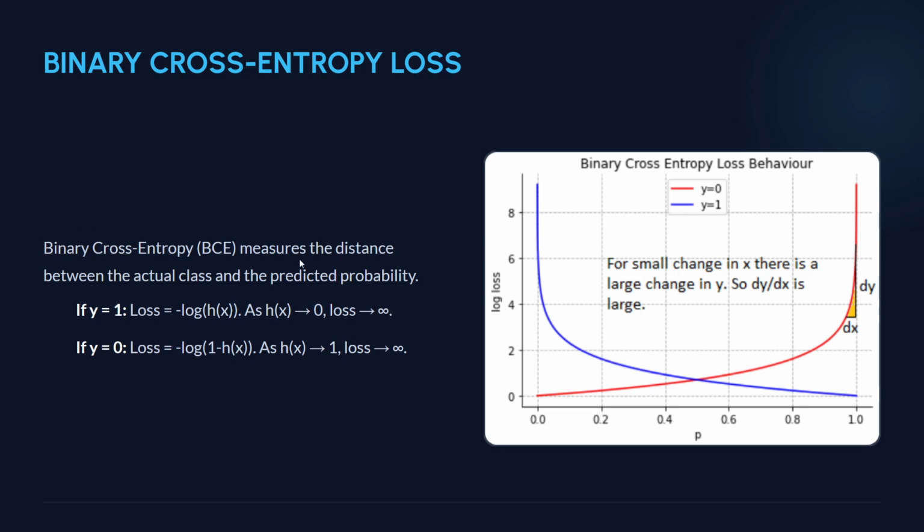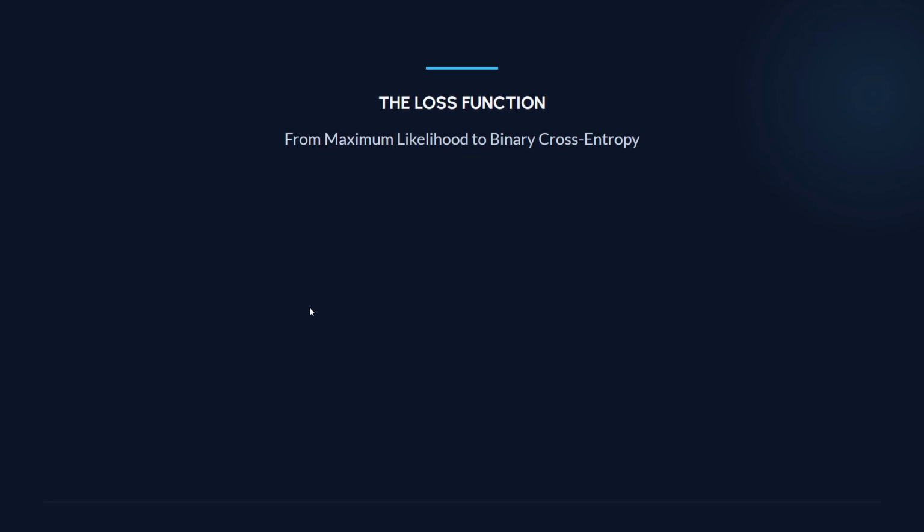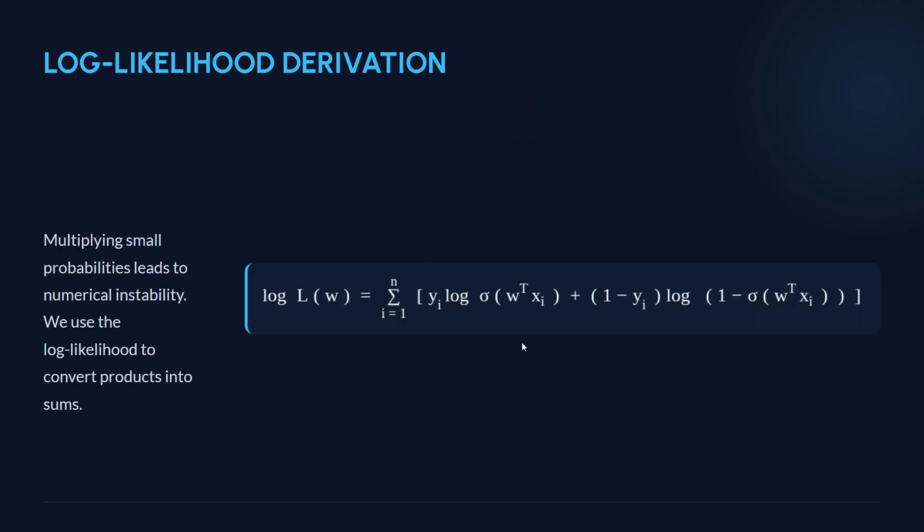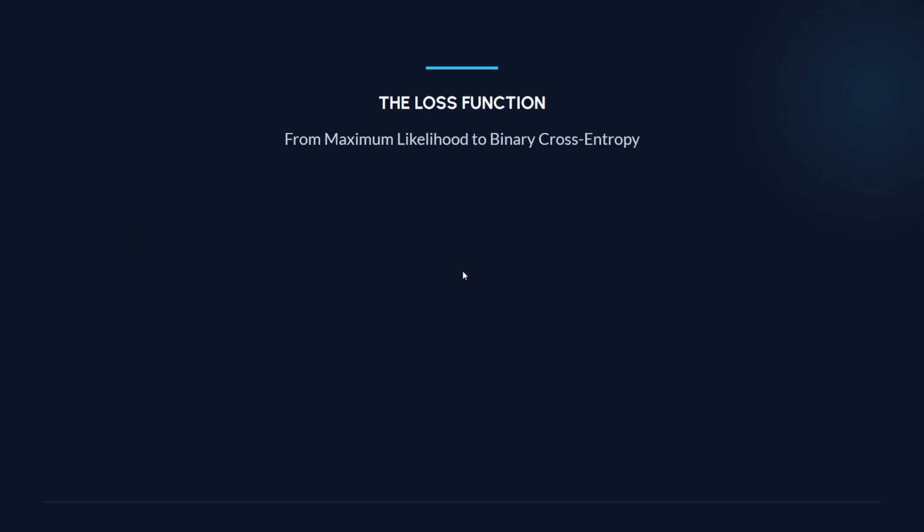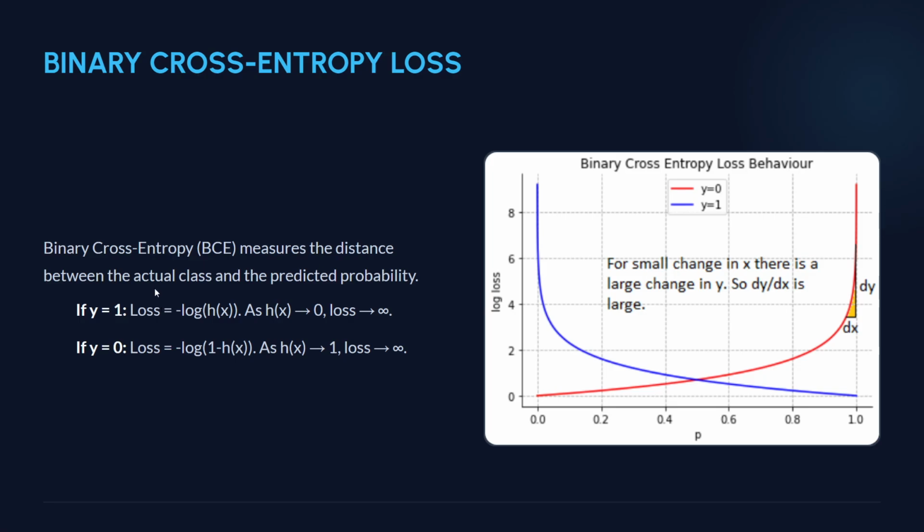Now the binary cross entropy measures the distance between the actual class and the predicted probability. If we take y equals 1 here, this term will get cancelled, and this term will remain. Since we have taken the negative on both sides, it will be minus log of sigma of w transpose x_i. We can write it as h(x) also, so it will be minus log of h(x).